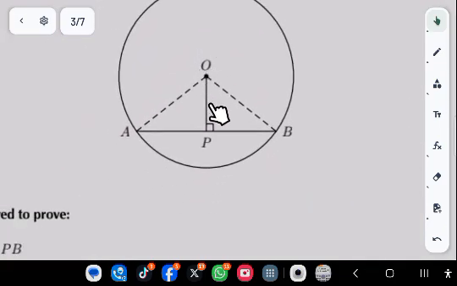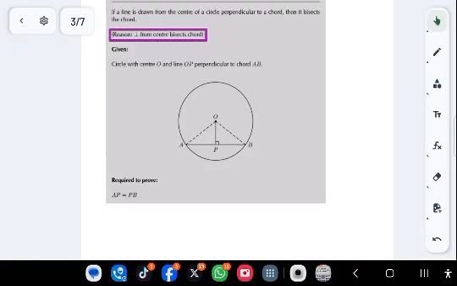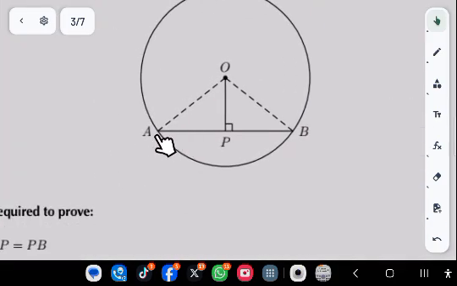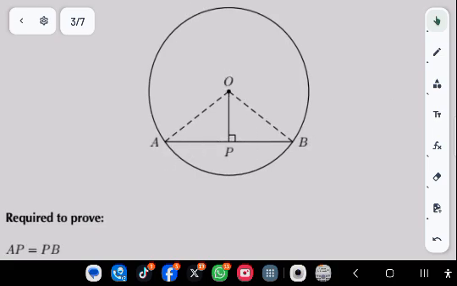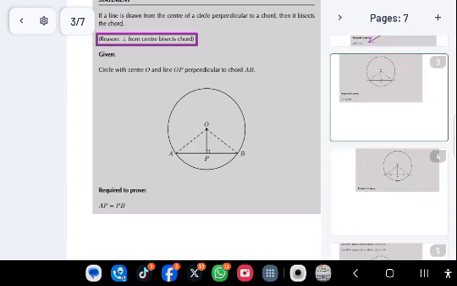So you have this line OP with a corner angle, meaning a right angle. So it must be drawn perpendicular to the chord AB. That's what we start with, and you are required to prove that AP equals PB. In other words, OP bisects the chord. I'm going to explain what the words mean in detail as we go through this theorem.